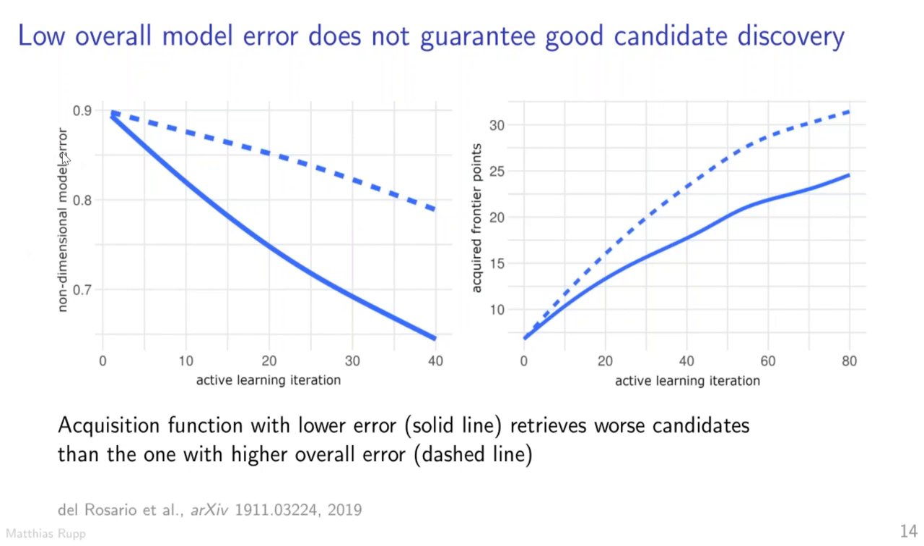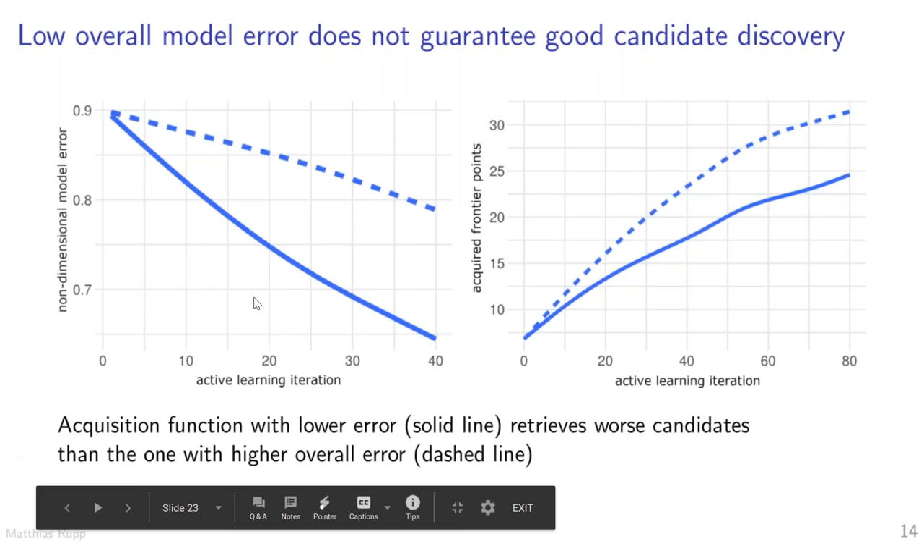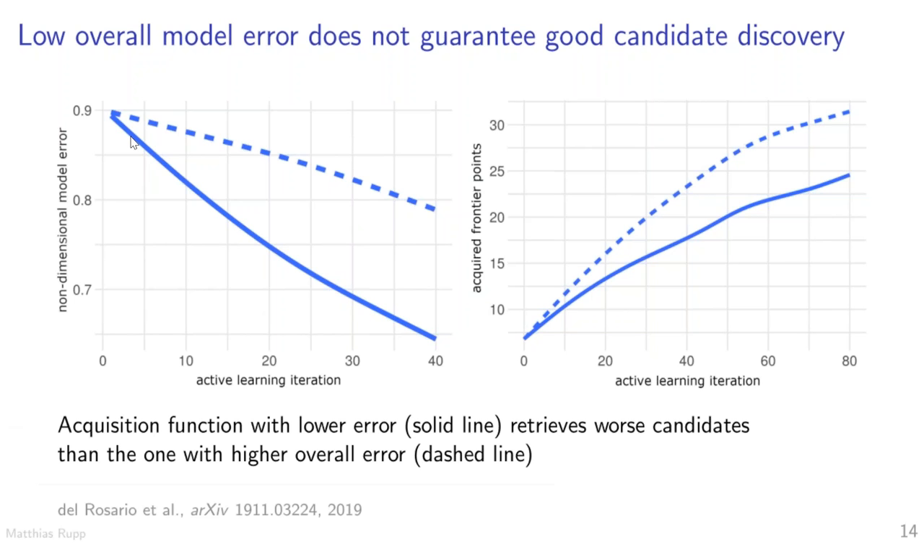On the left-hand side, we have the non-dimensional model error. So this is related to R squared or RMSE divided by something dimensional. And on the right-hand side, we have the acquired frontier points, which I believe, Matthias, later correct me if I'm wrong, is the number of points which were found to lie beyond the efficiency frontier. So we want both: we want this to be big, we want this to be small.